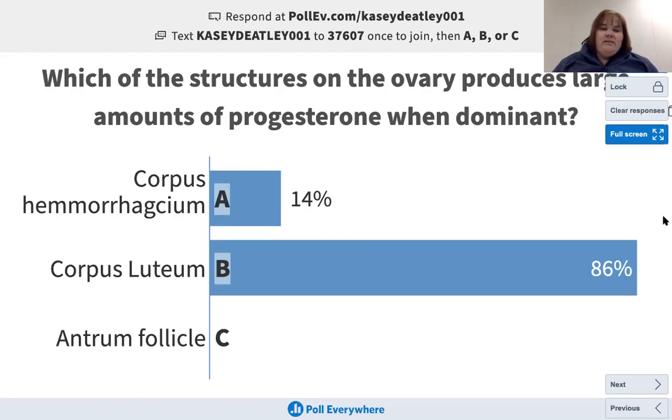The corpus luteum is the structure on the ovary that is made up, as we'll learn later, of small and large luteal cells, and their whole entire purpose is to produce progesterone. Progesterone is going to target tissues like the uterine tissue, the cervical tissue, and the hypothalamus. At each one of those locations it has a different result, and we'll talk more in depth about those when we get to chapters 5, 6, and 7.